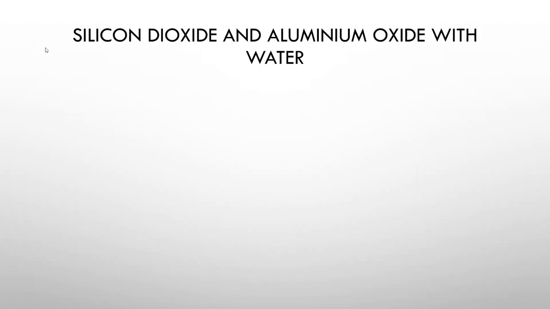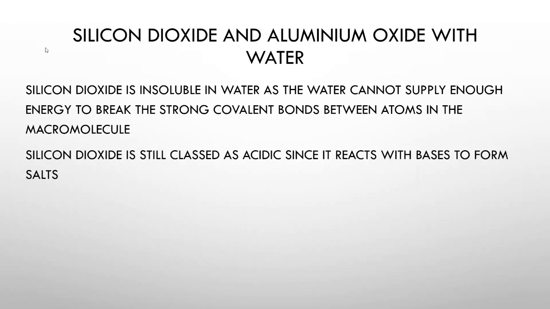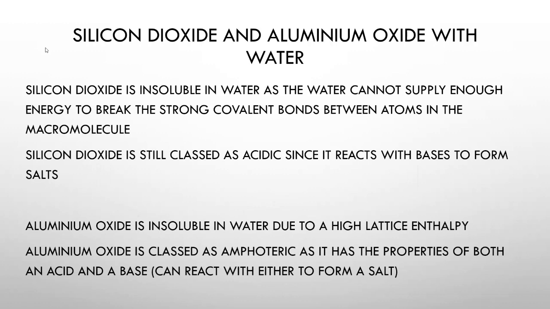Okay, let's look at some more oxides. Silicon dioxide is insoluble in water because it's got very strong covalent bonds between atoms, and the water cannot supply enough energy to break them. However, it is still classed as acidic since it reacts with bases to form salts. Aluminium oxide is also insoluble in water because it has a high lattice enthalpy. However, it is classed as amphoteric because it has the properties of both an acid and a base.